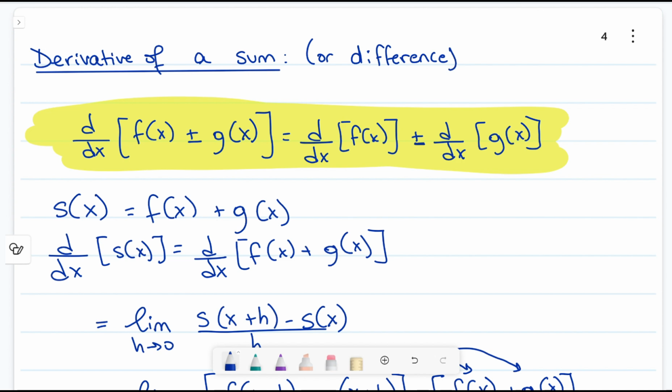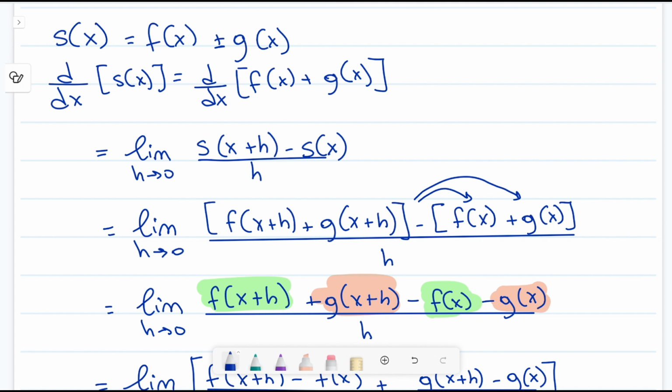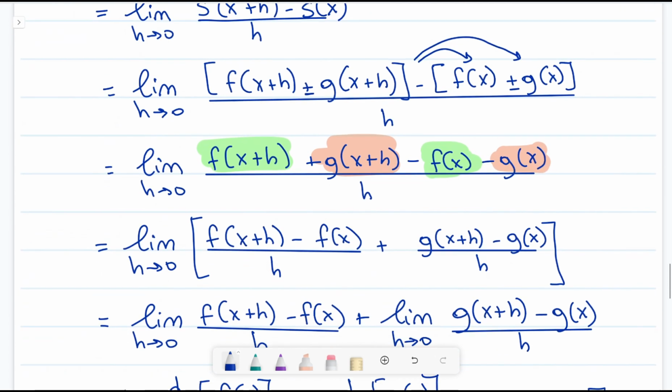And I will let s of x be f of x plus minus g of x. So let's continue. So the derivative of s of x is the derivative of f of x plus minus g of x, which is the limit of s of x plus h minus s of x divided by h as h approaches 0. And again, this becomes the limit of f of x plus h plus minus g of x plus h minus f of x plus minus g of x divided by h.